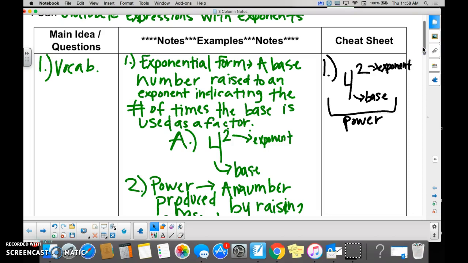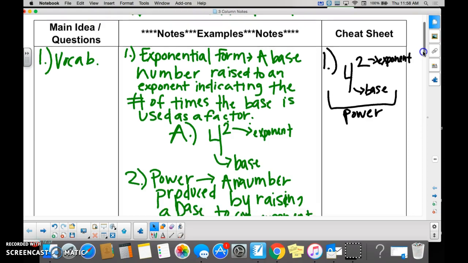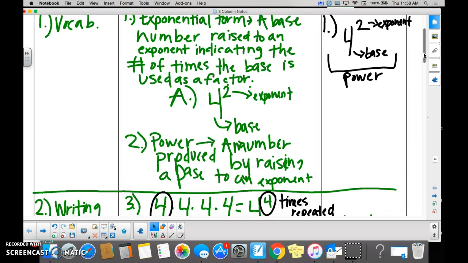Vocabulary. Exponential form is when a base number is raised to an exponent, indicating the number of times that base is used as a factor. So basically, if we have 4 to the second, we're multiplying 4 two times, 4 times 4. And a power is a number produced by raising a base to an exponent. I will look at this cheat sheet over here on number 1, and that kind of lays out what those terms are talking about.